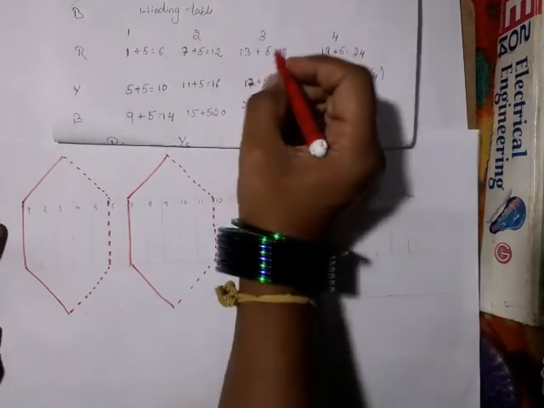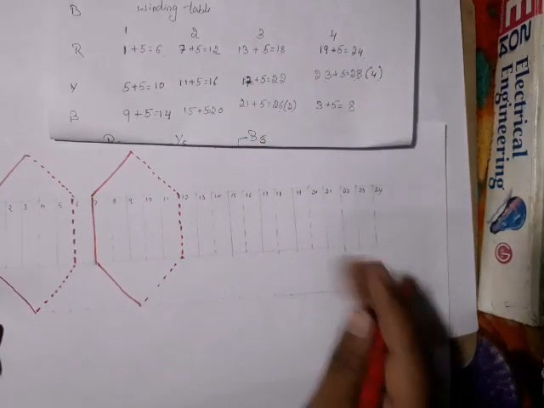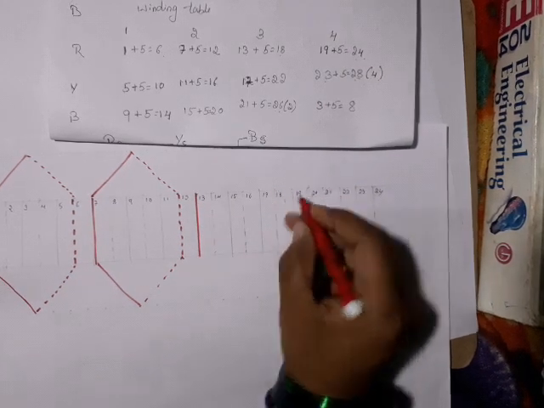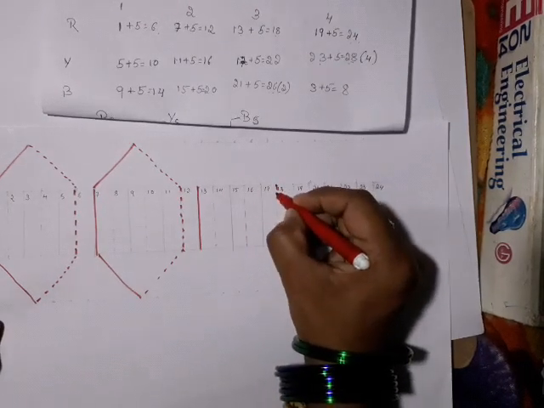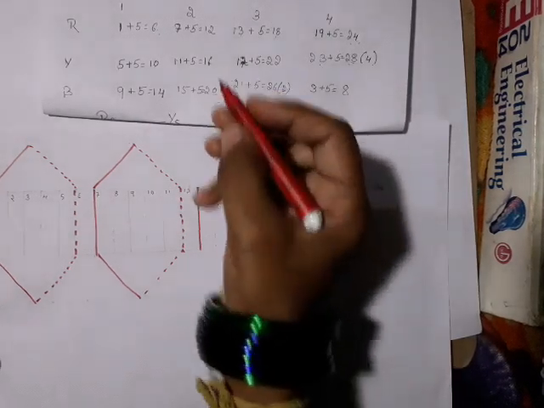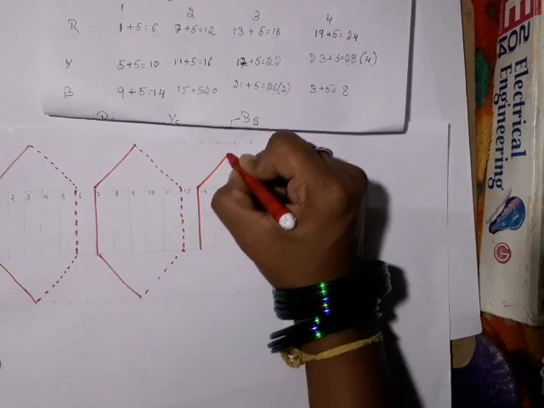Yes. Then we have 13 connected to 18. 13 is a dark line. 18 is a dotted line. Just need to connect these two. Yes, this is the center line.